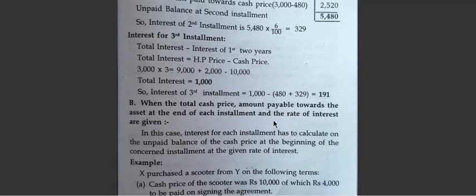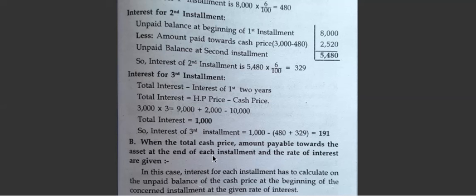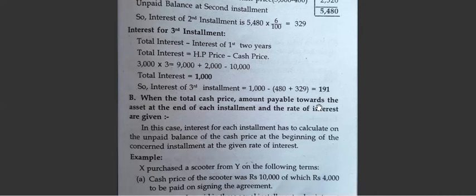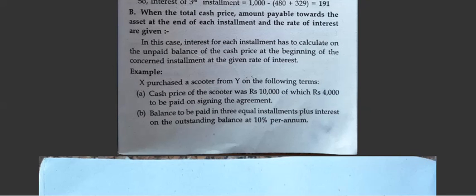Okay. Now next is when the total cash price, amount payable towards the asset at the end of each installment, and the rate of interest is given. Here they have given you the cash price. See, under the second method, they will give the cash price, the installment amount they will give, but interest amount is not added to the installment amount. They will not give you the installment amount including interest. Then rate of interest will be given.